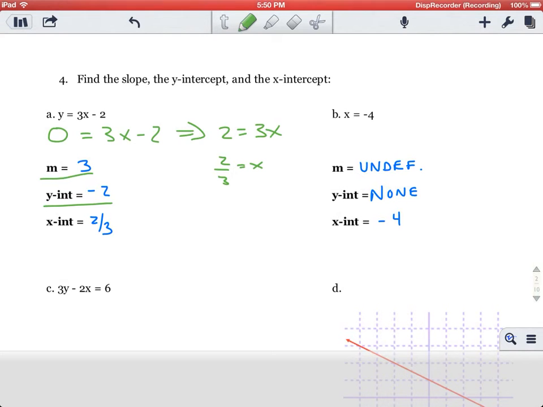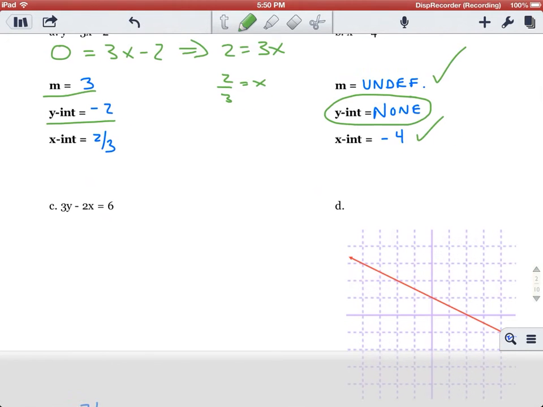This is a vertical line, so it has an undefined slope. It has an x-intercept of -4, and it seemed like a lot of people were on to the idea that there was no y-intercept, but a lot of people put 0. 0 is a number, 0 is an actual spot on the y-axis, and so the correct answer is there isn't a y-intercept.